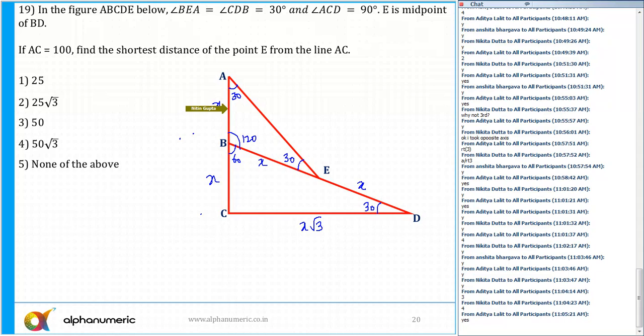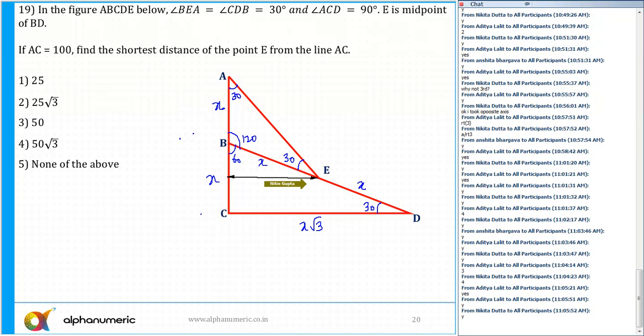Okay, so I need to find out the shortest distance of the point E from the line AC. Shortest distance of the point E from the line AC. Okay, not an issue. So AC is equal to 100. So I need to find out the shortest distance of E from AC. So let me say the shortest distance is going to be this line. Is that clear to all of you? This is the shortest distance from the line AC.